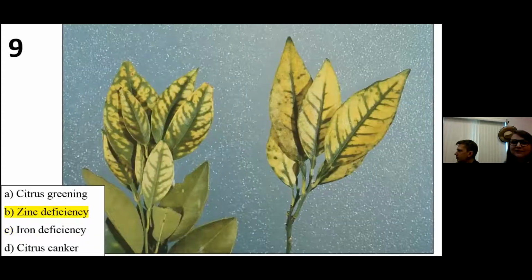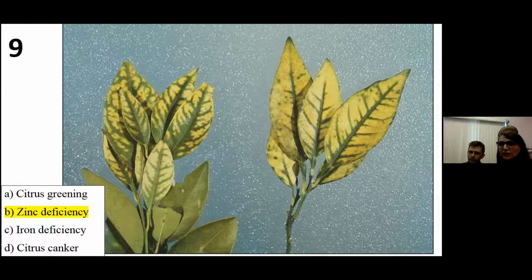Number 9. Wow, the answer actually was zinc deficiency, letter B. And I know it can be confused with iron deficiency too. These micronutrients are tricky to recognize. Especially with micronutrients, we have to look at whether it's the lower, older leaves or the upper, new leaves. In this case, they are both new leaves, but here we are seeing symptoms of zinc deficiency in this picture.